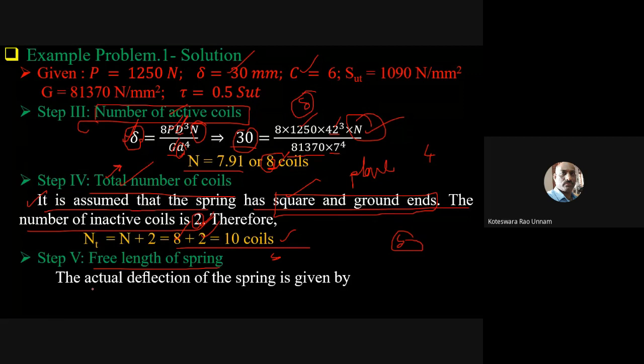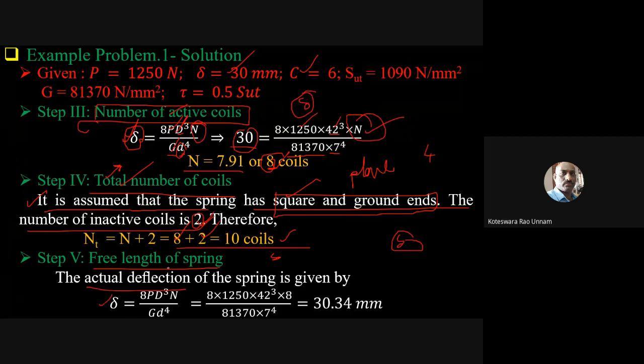Now using the data, we'll compute what is the actual deflection in the spring. So we'll use again the same formula, but the only thing is now we'll substitute the number of active coils. If I use this formula, I got the number of active coils as 7.91. So when the number of active coils is 7.91, then the deflection is 30. But I rounded it up to 8 coils. So when the number of coils becomes 8, this delta is going to change. So now I'm computing what is the delta here. If I substitute n equal to 8, the deflection comes out as 30.34 mm.